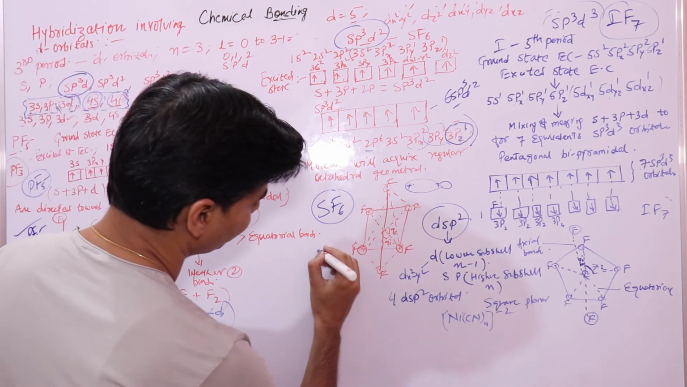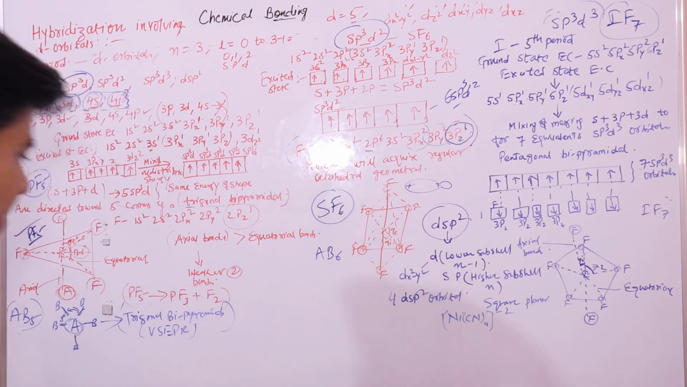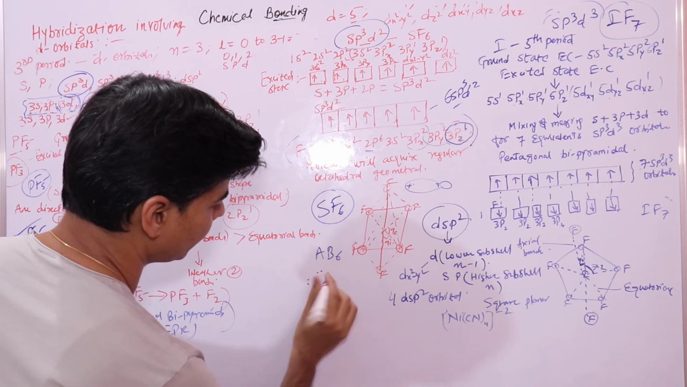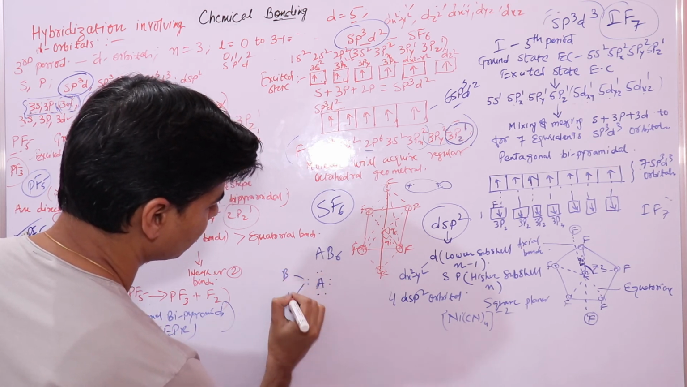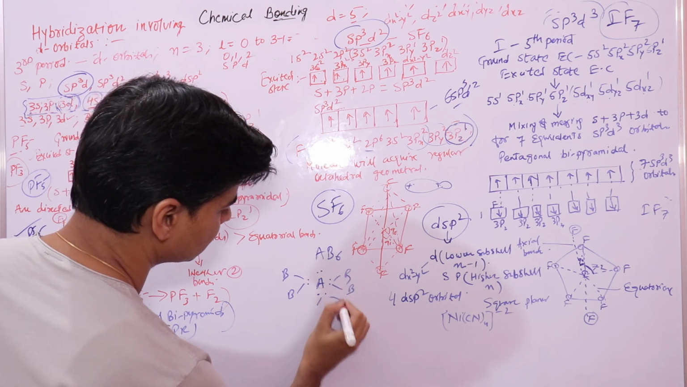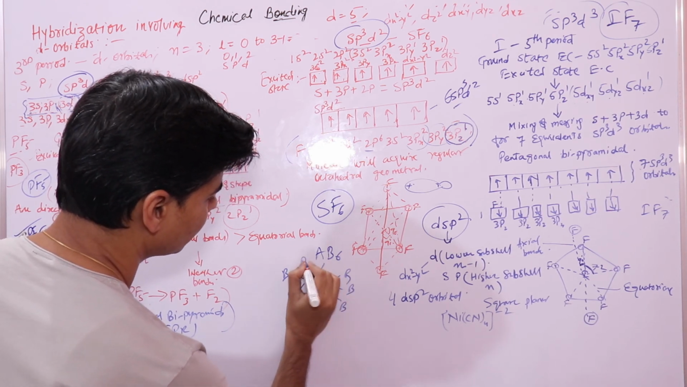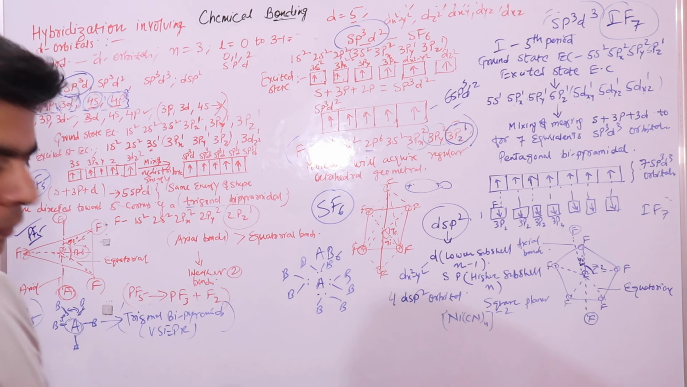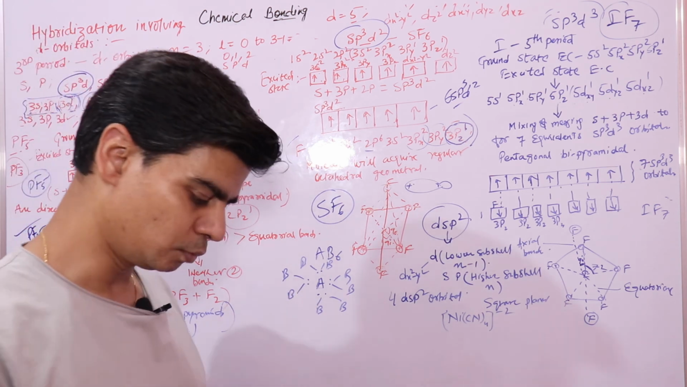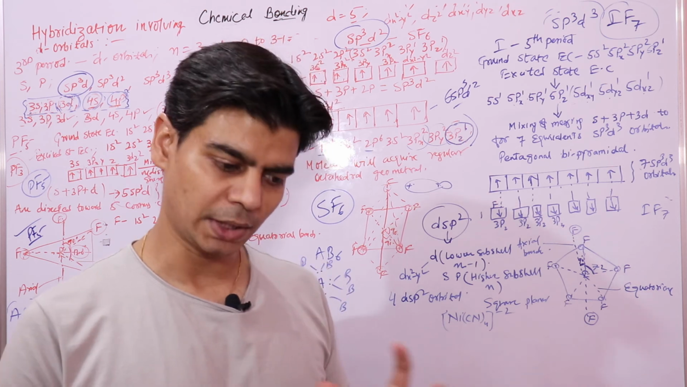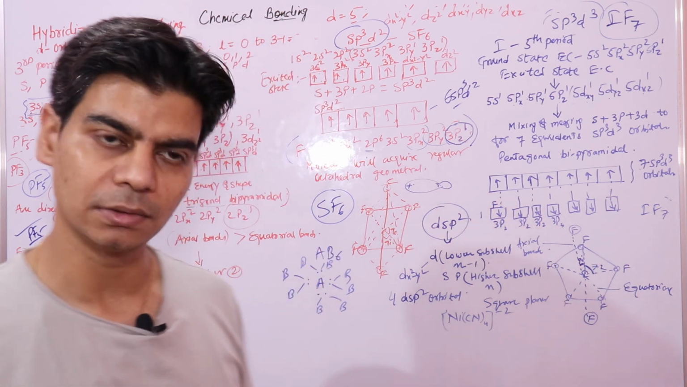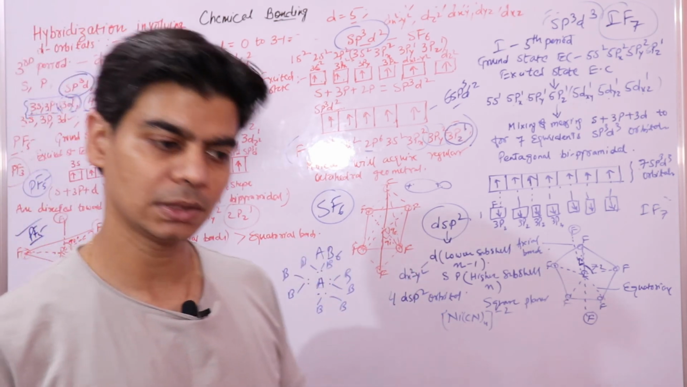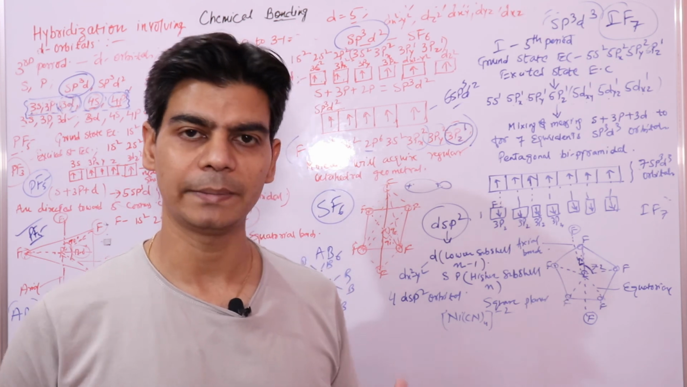Similarly, this molecule is of AB6 type, where A is surrounded by 6 atoms of B. So you have 6 bond pairs around this central atom. Now 6 bond pairs will try to move away from one another, so that there is minimum or no further repulsion between these bond pairs. Why no further repulsion? Because repulsion will increase the energy and destabilize the molecule.